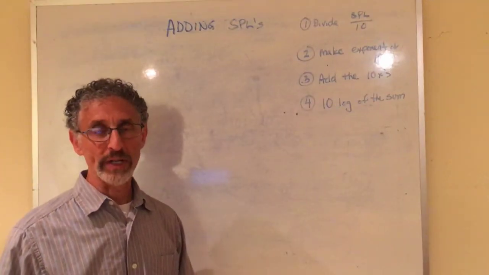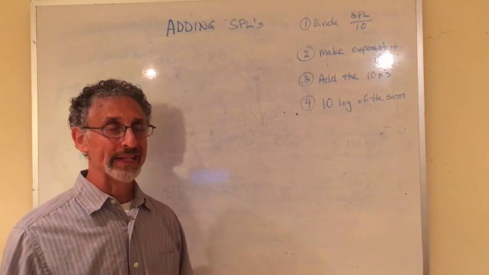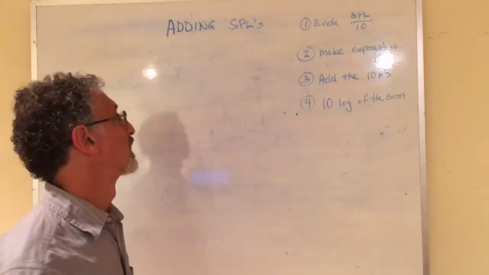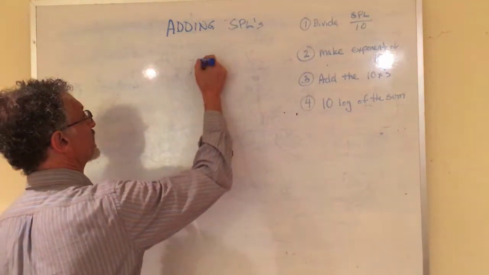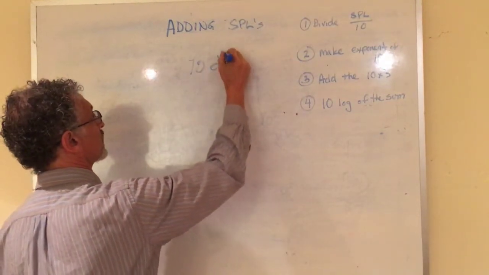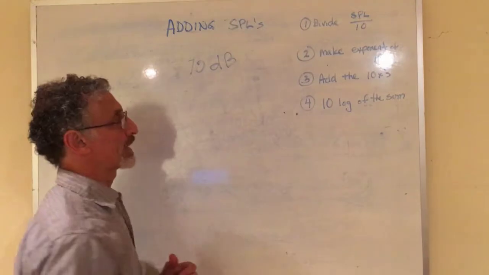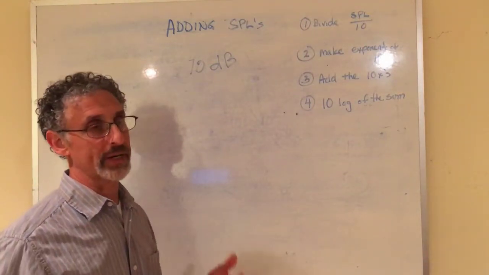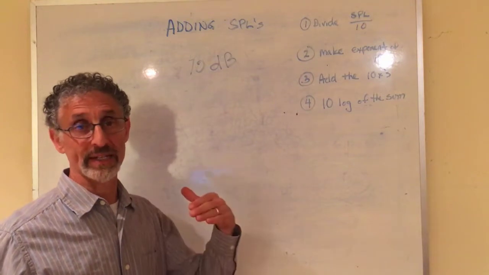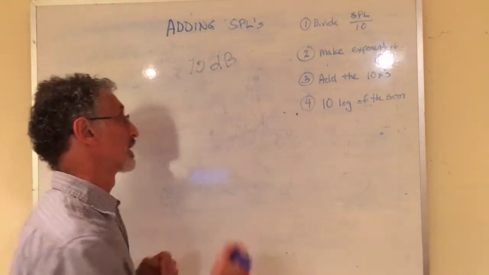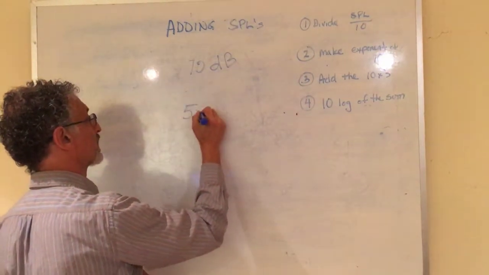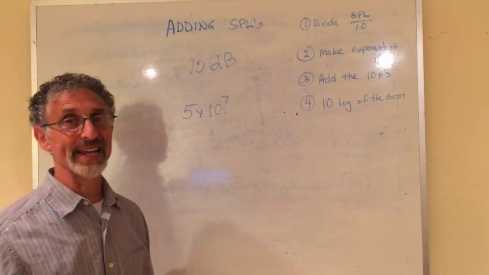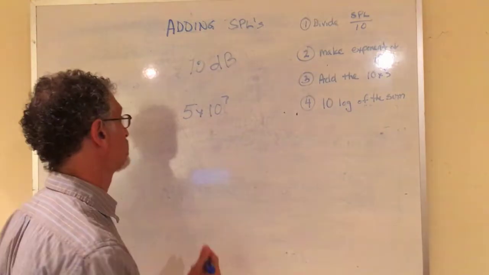Now let's take this one step further. Let's say that I'm going to add 5 identical sources. If they are all 70 dB, if I divide the SPL by 10, that's 7. I'll make it the exponent. I'll have 10 to the 7th plus 10 to the 7th 5 times. That would be 5 times 10 to the 7th. I then need to take 10 log of that sum.